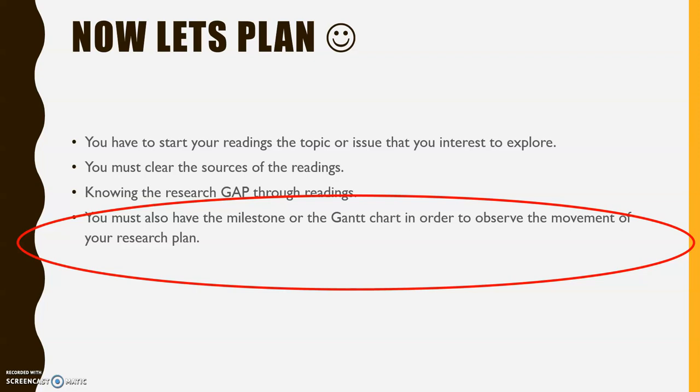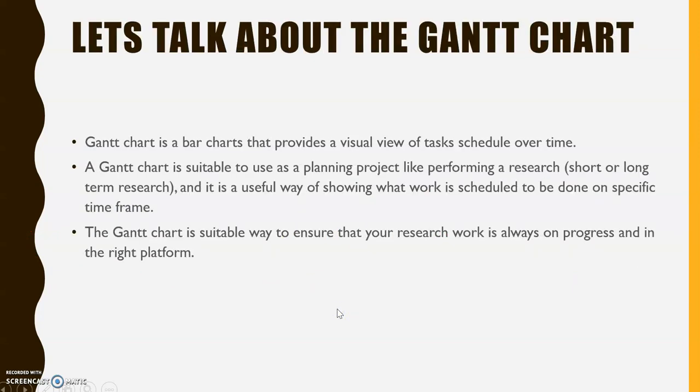Therefore, at the very beginning of your research, when having a plan, you must sketch in roughly when you should start, and you must have some idea in your mind when exactly your research is going to end, according to your plan. So, in this case, you must have the Gantt chart to plan. Let's talk about the Gantt chart.